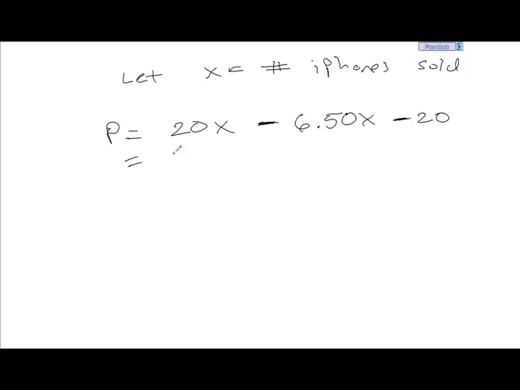Okay, so my profit function in this case would be, I can combine like terms, 20x minus 650x is going to be 1350x. So that's pure profit on those phones. But then minus the overhead of $20. So there's my answer to number one.